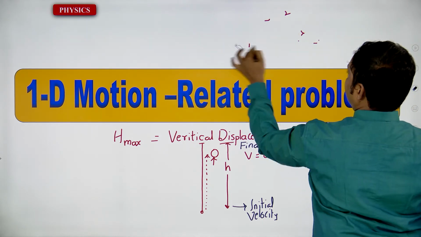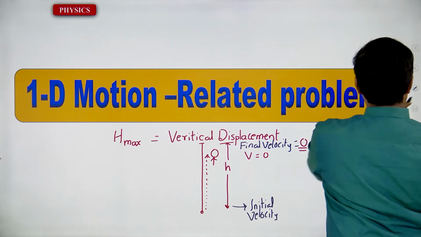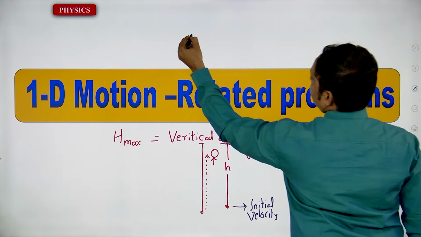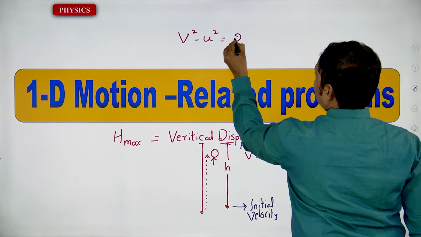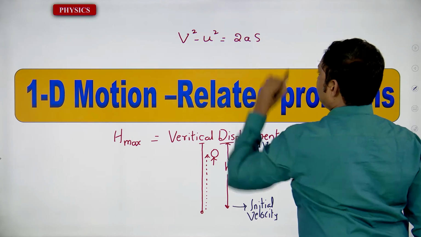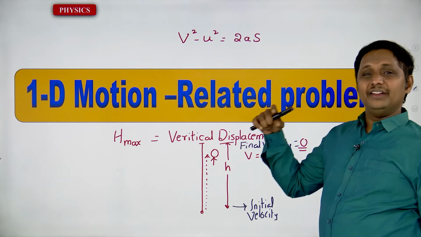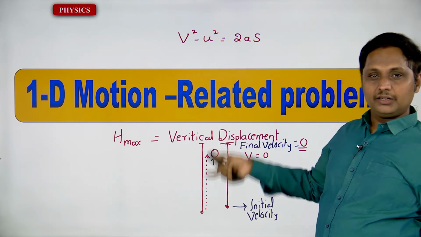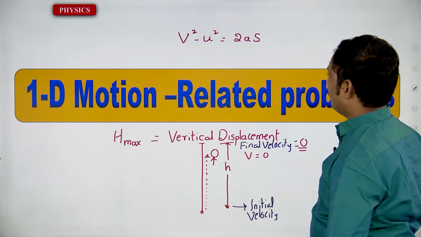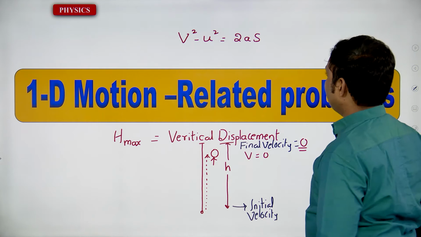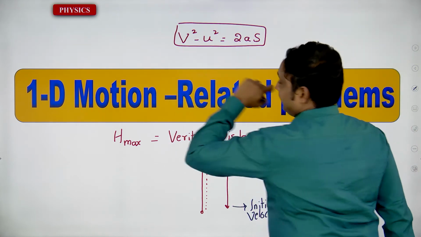You will get the equations of motion, which are very, very important for you. You know very well that v square minus u square is equal to 2a s. This is the one equation we can correlate for the motion of a body along one direction, for uniform motion. It's very clear.